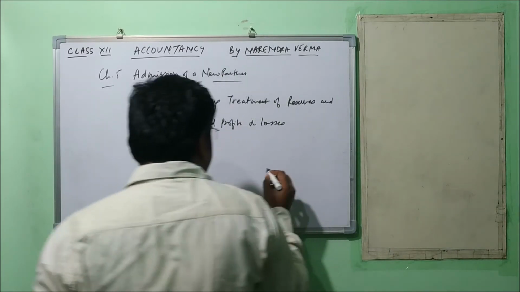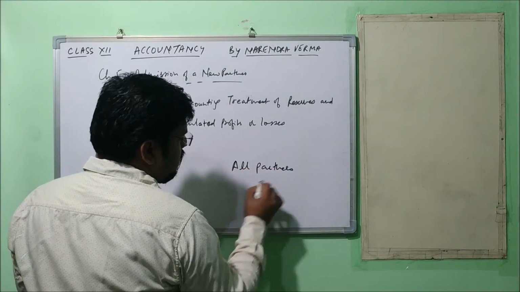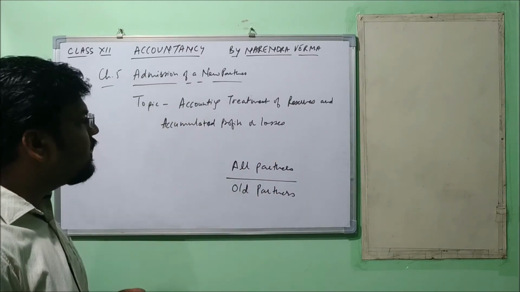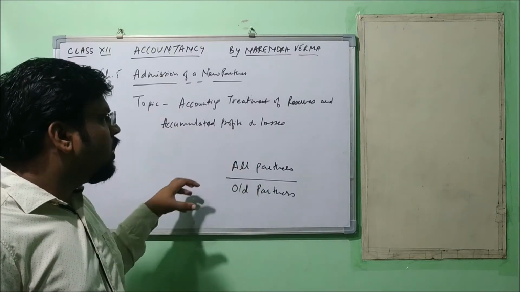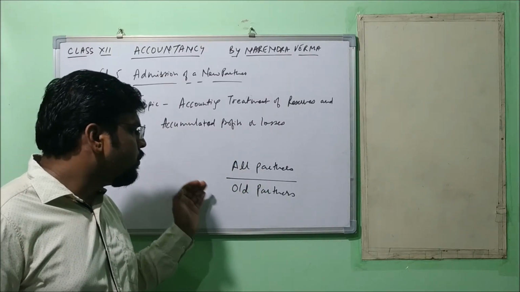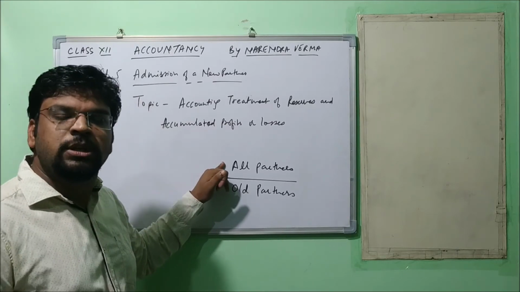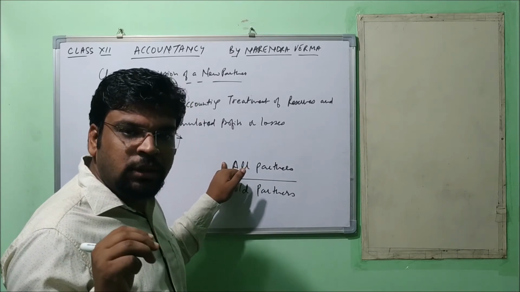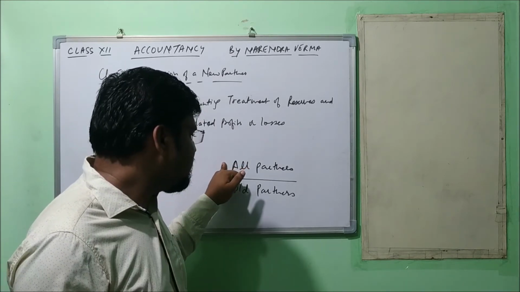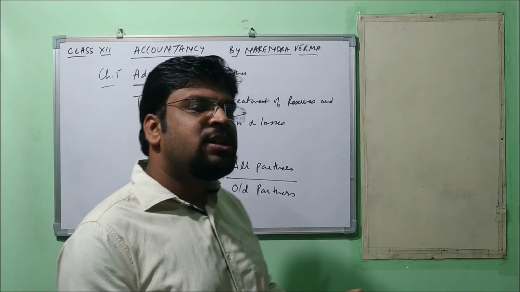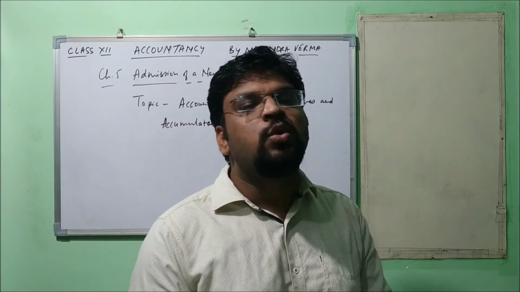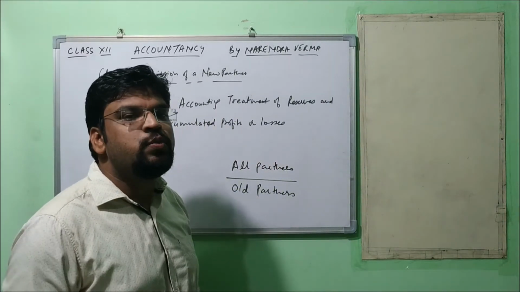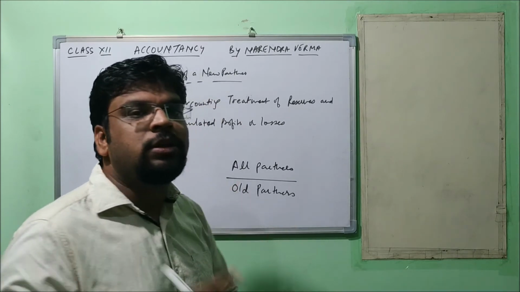In place of all partners, we are going to use old partners. How? Let's understand. Earlier the profit, reserves, losses, everything were distributed among all partners, because they were just changing the ratio. They were not going anywhere, and nobody new was coming from outside. But in this case, a new partner is going to come, who has no relation with these profits, losses, assets and liabilities. So the distribution will be done only among the old partners.